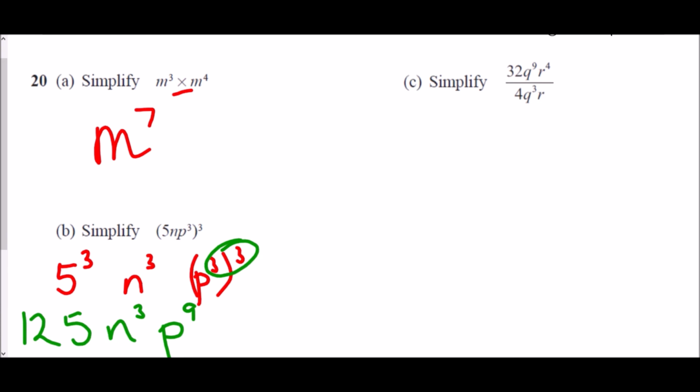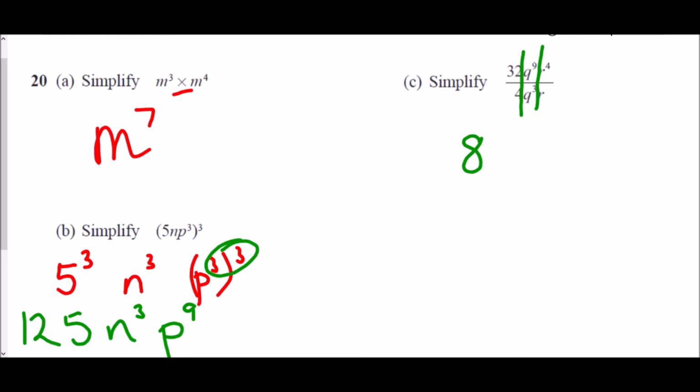And finally, we're asked to simplify 32 q to the power of 9 r to the power of 4 divided by 4 q cubed r. And so we want to, again, just split this into little sections so that we can deal with the numbers first, then the q's, and then the r's. So 32 divided by 4. There aren't any indices involved here, so we're just doing division. 32 divided by 4 is 8.